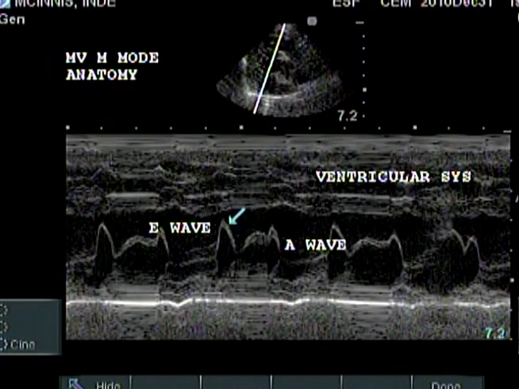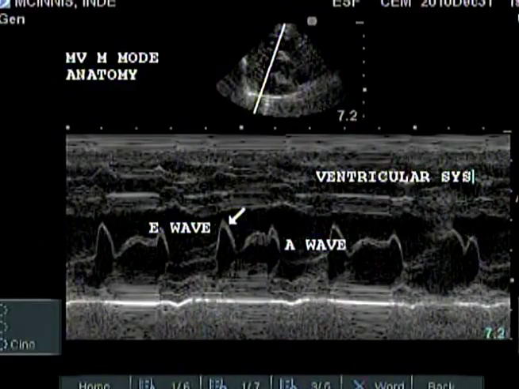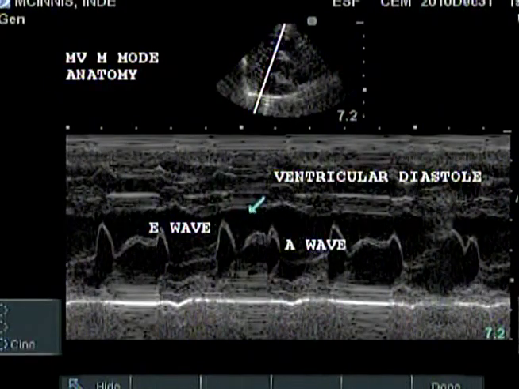Because of low or negative pressure in the left ventricle during diastole, blood flows from the left atrium and pulmonary veins into the left ventricle. As the left ventricle reaches 75% of capacity, pressure equalizes and the mitral valves begin to close.